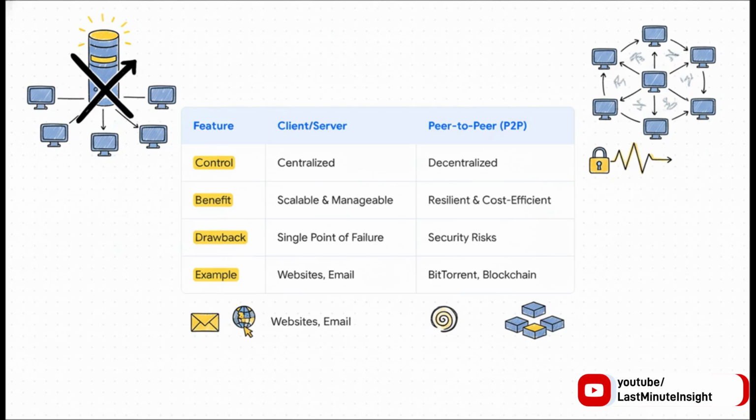So let's break down the pros and cons. The client-server model is centralized. That makes it really easy to manage and scale up. But, and it's a big but, it has a single point of failure. If that server goes down, everything goes down. The peer-to-peer model is decentralized, which makes it super resilient and cheap to run. The downside? That lack of central control can lead to security issues. Your everyday websites and email use the client-server model, while P2P powers things like BitTorrent and blockchain technologies.